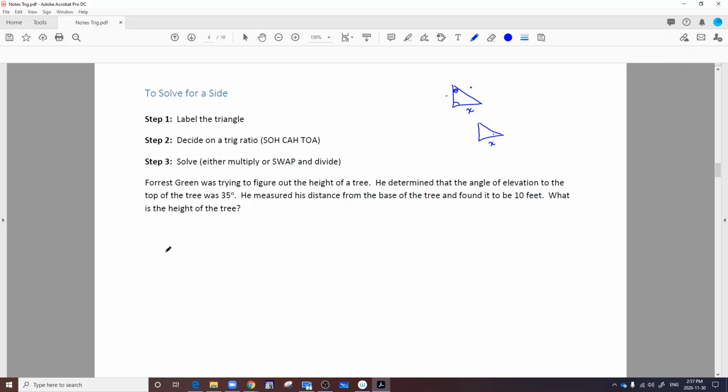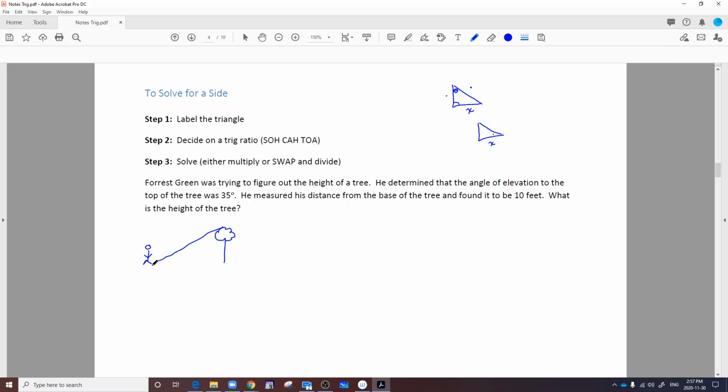So you're not always given the picture. Sometimes you have to draw the picture. You've got Forrest Green. He's trying to figure out the height of a tree. He determined the angle of elevation to the top of the tree. Now I know in a real scenario, he'd be looking from his eyes. This is just a, let's start these questions. So we're finding the angle of elevation from his toes.